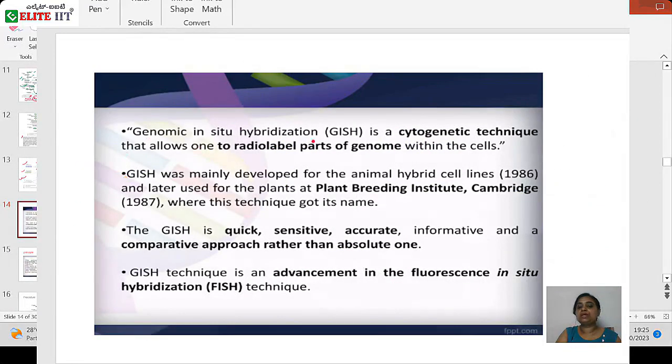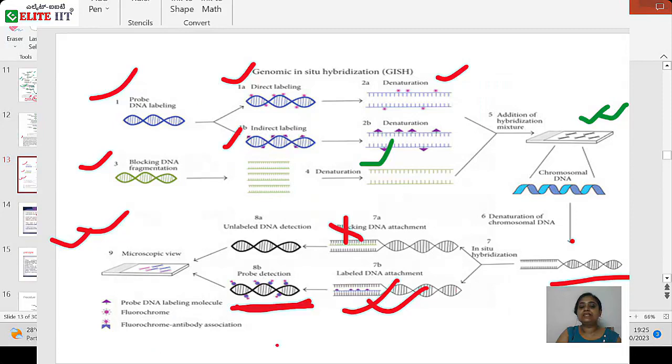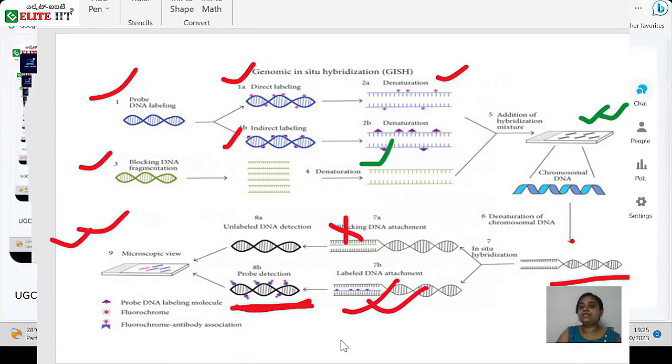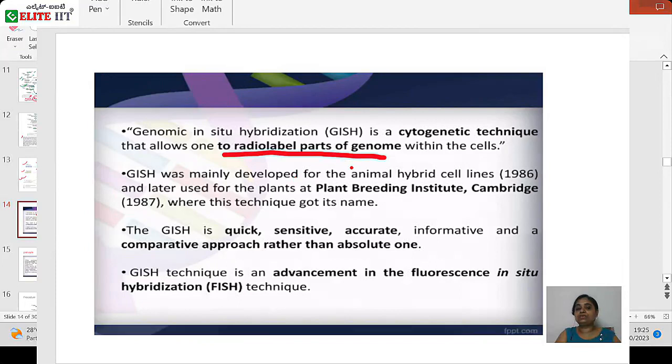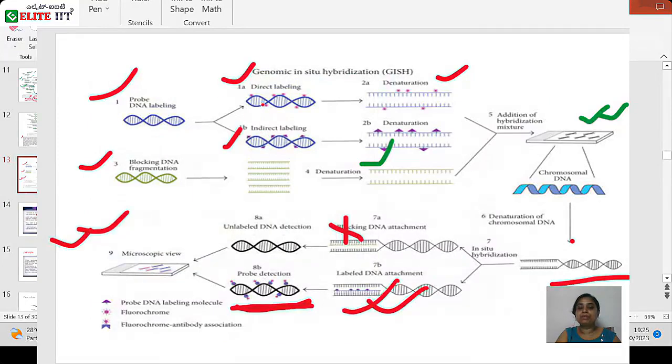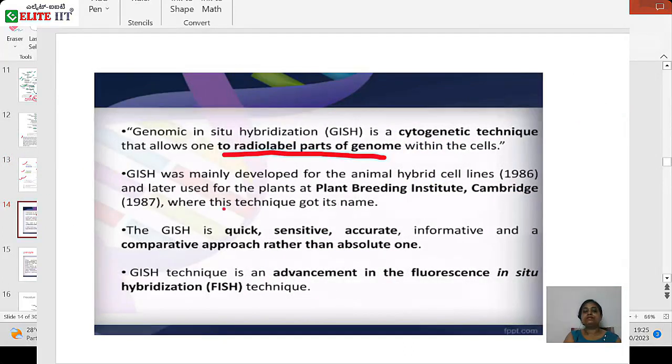Genomic in situ hybridization is a cytogenetic technique that allows one to label parts of the genome. You can do the labeling with a radioactive compound, or the labeling is done with a fluorescent compound. If you have a radioactive compound, you can label with the radioactive. Only the probe preparation will be different. If you are using a radio label, you have to follow a separate pathway to label the probe, otherwise everything will be the same.